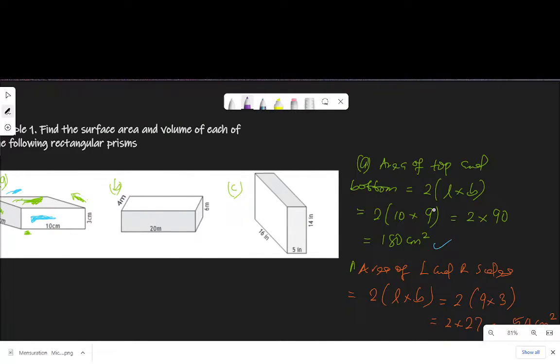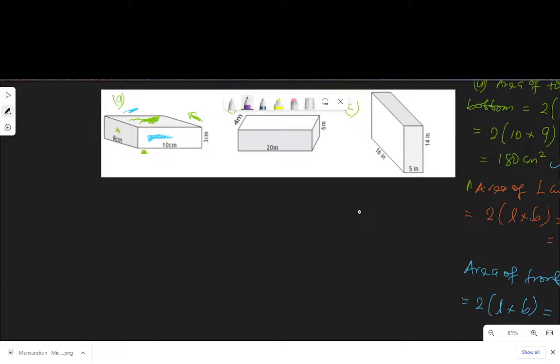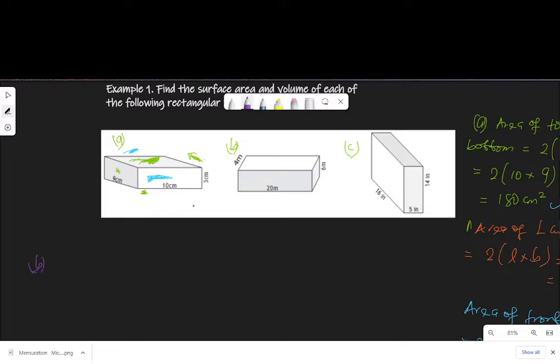Now let's look at the second one. Question B. Let me work it here. Again, starting with the surface area. We have one surface here, which is the top. We have exactly the same thing at the bottom.